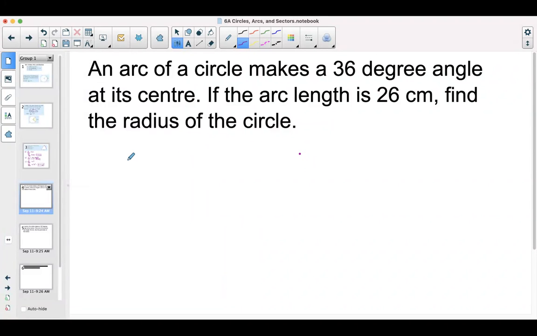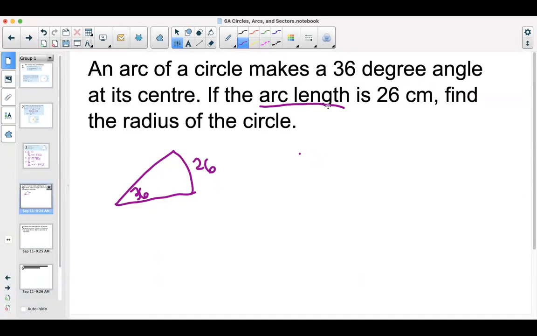Okay, so now let's try this problem. It says an arc of a circle makes a 36-degree angle at its center. If the arc length is 26, find the radius. So if you need a visual, you could totally draw your arc. It's going to be something like this, and we know that it's 36 degrees, and we know that the arc length is 26.